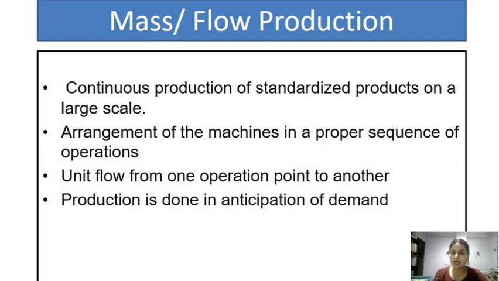When a standardized product is produced and there is no variation in the product, and the company has to make a large scale of products, it uses mass or flow production. In this, it is done in anticipation of demand, that there will be a demand in future and the company starts making the products on a large scale.